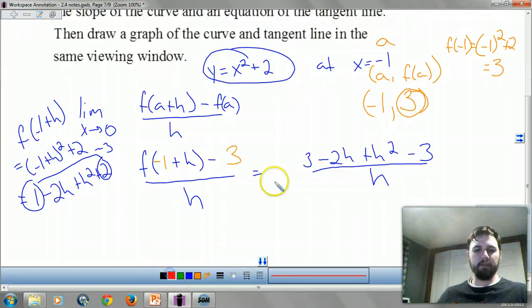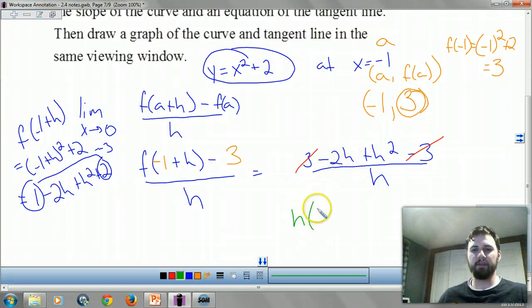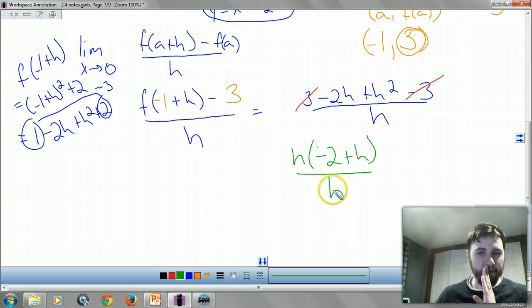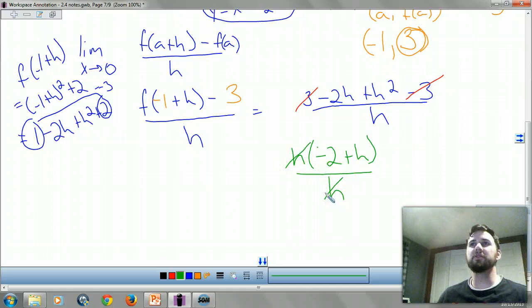So when I look at it, my 3's cancel. I can factor an h out of the top, so I get h times (-2 plus h) all over h. This is going to happen a lot. Now what happens to my h's? They're gone.